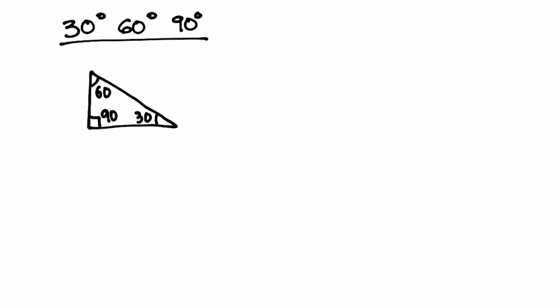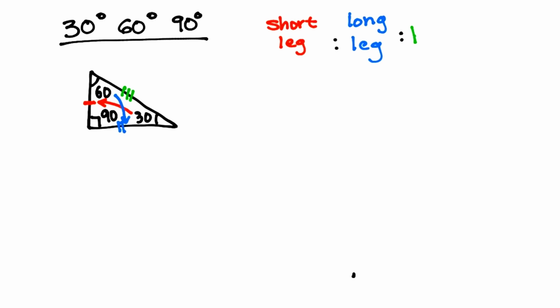So the 30, 60, 90 triangle is a little more complicated because the legs are no longer equal. So actually, our first leg is going to be the one across from the 30 degrees. And what we're going to call this is the short leg. Then, our other leg is going to be across from the 60 degrees. Okay? And we're going to call this our long leg. And then, we're going to have our hypotenuse.